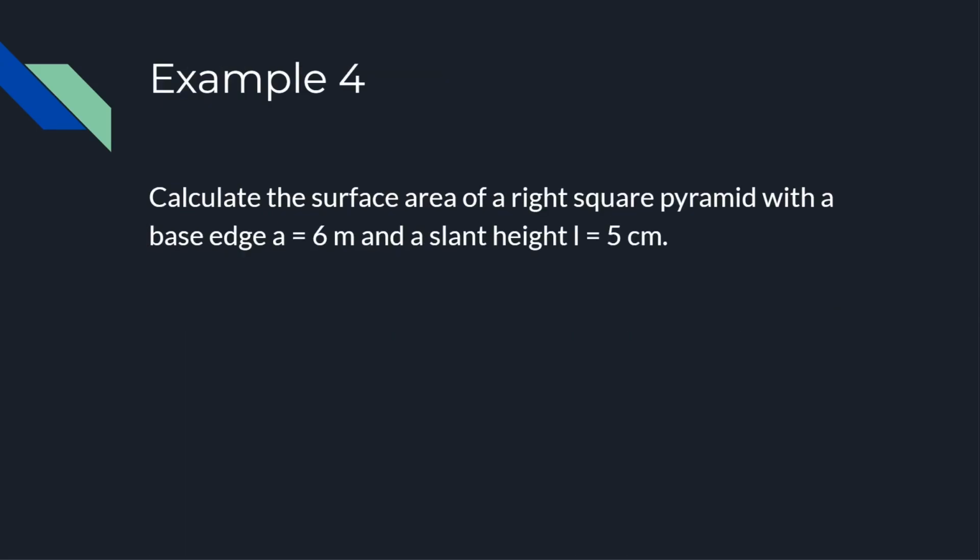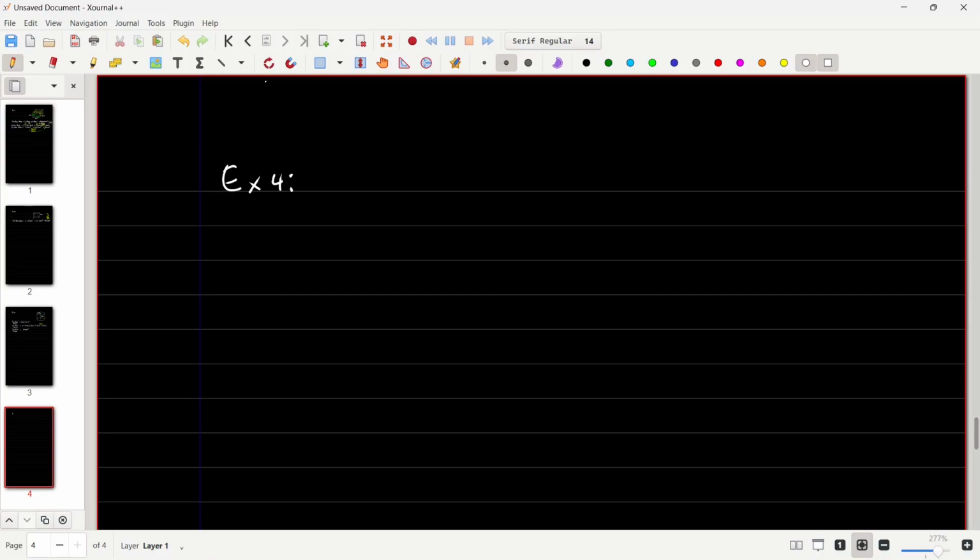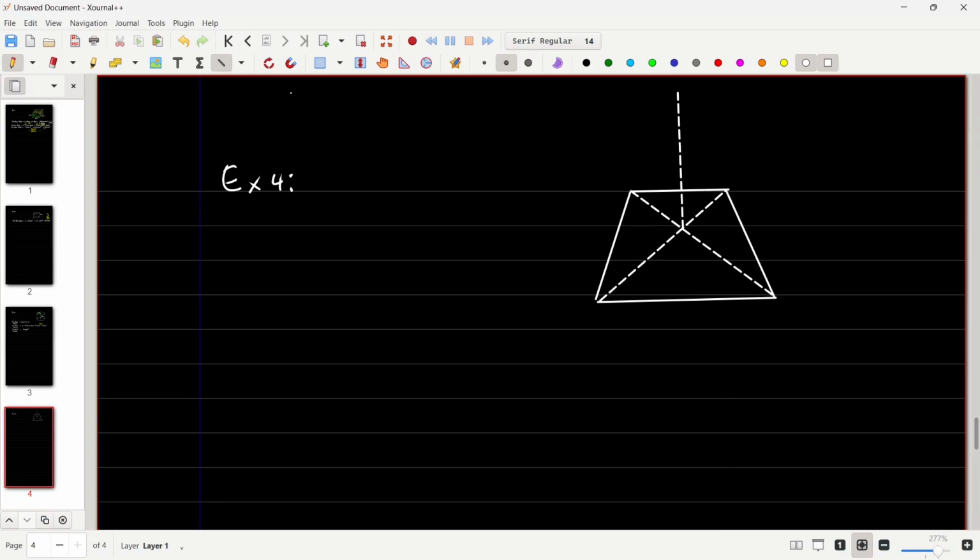Let's try and solve this example. Calculate the surface area of a square right pyramid with a base of 6 meters and a slanted height of 5 centimeters. That's an error. That's supposed to be 5 meters. Anyway, let's solve the problem at 5 meters. First, I'll draw a diagram and label the sides. Next, let's calculate the surface area.